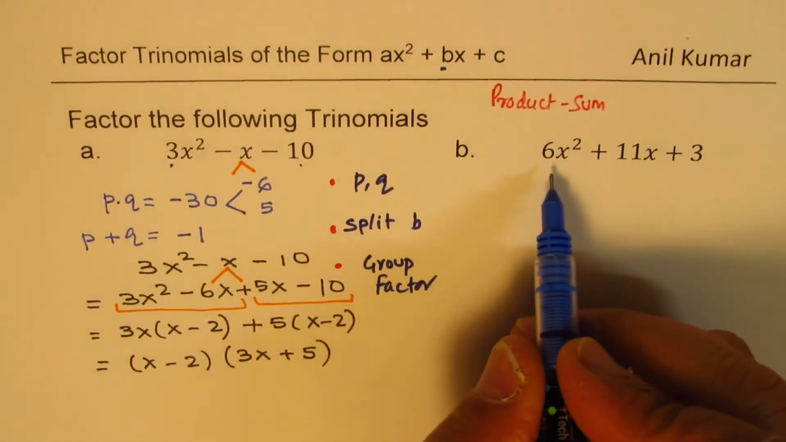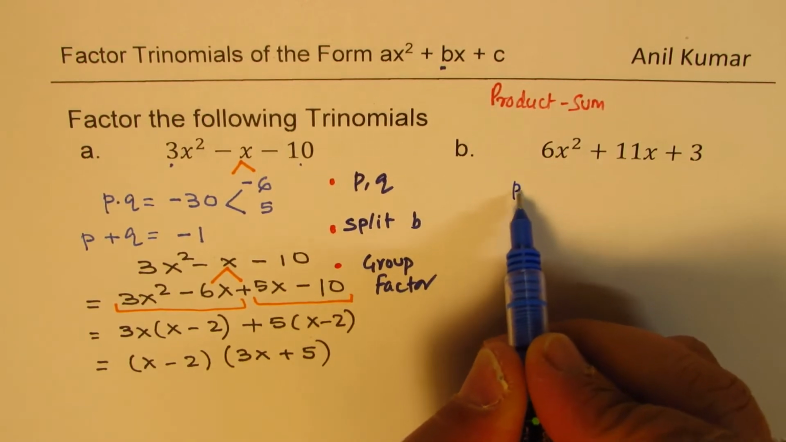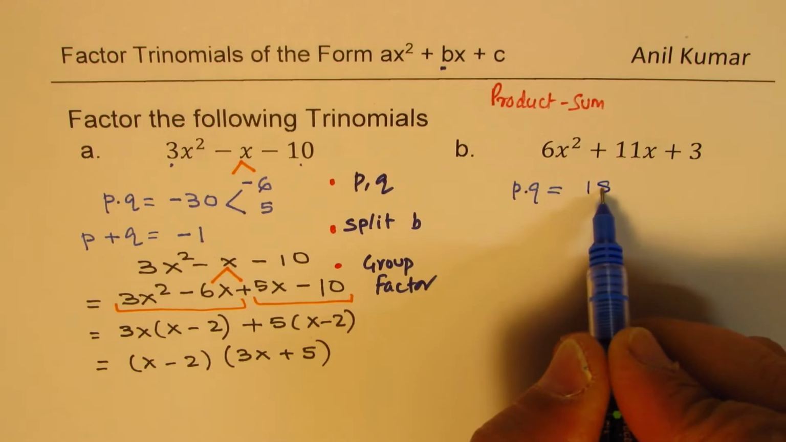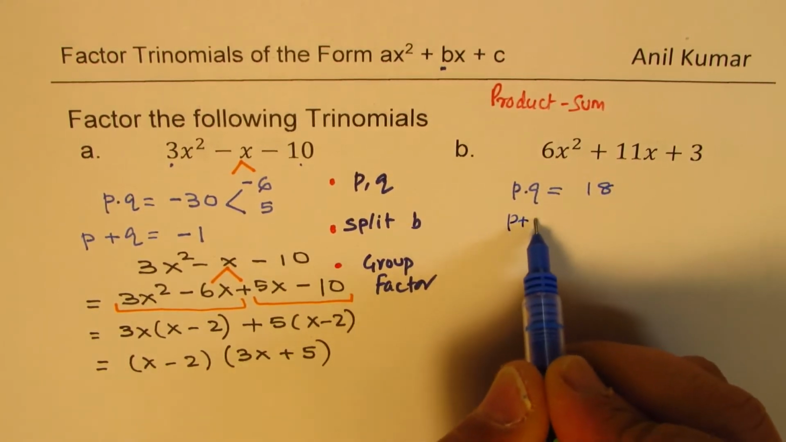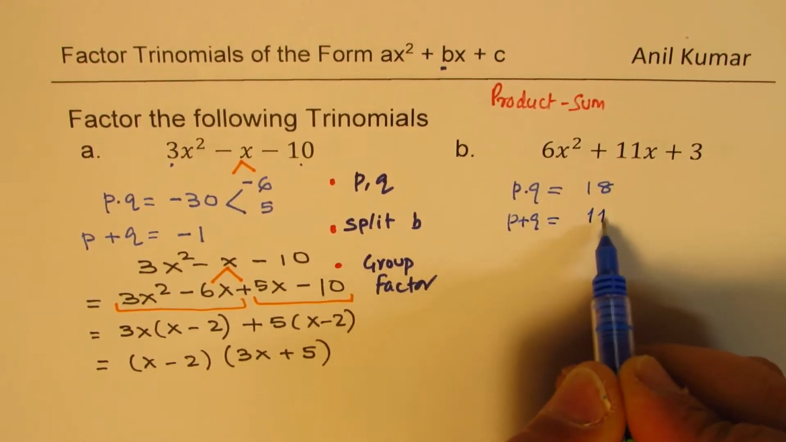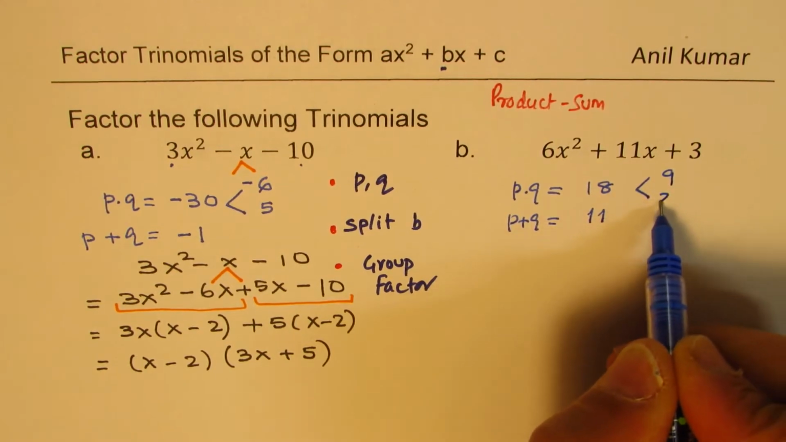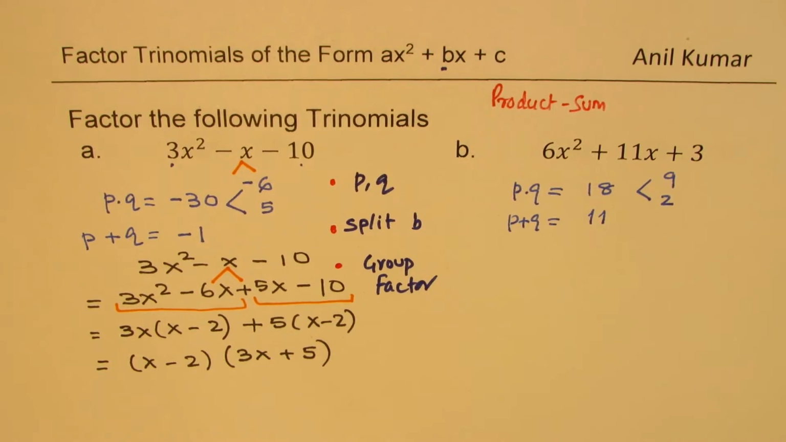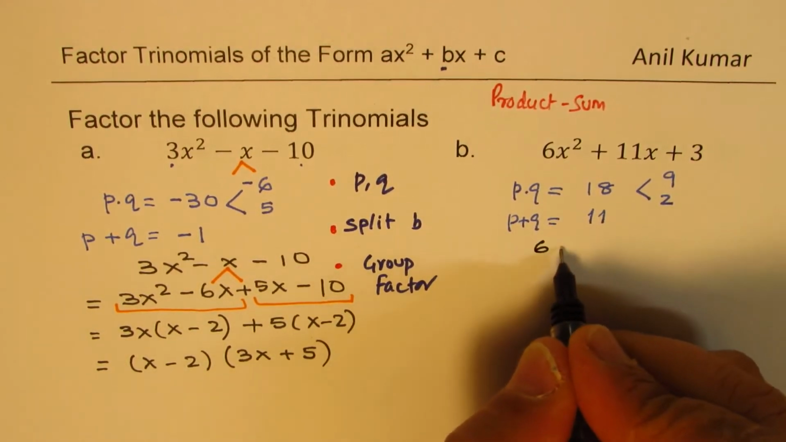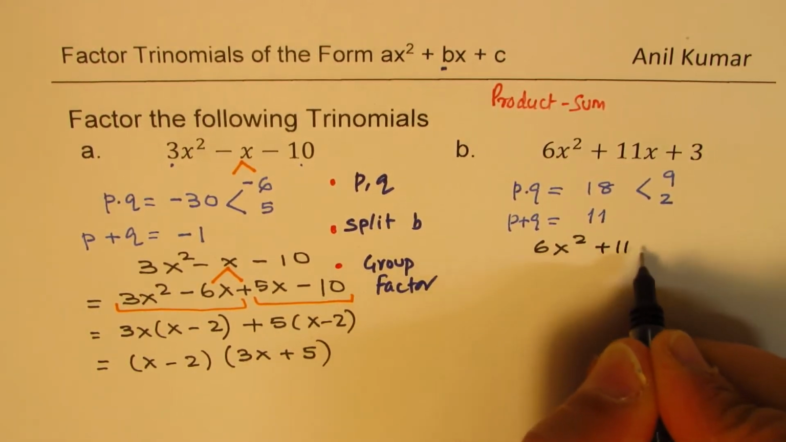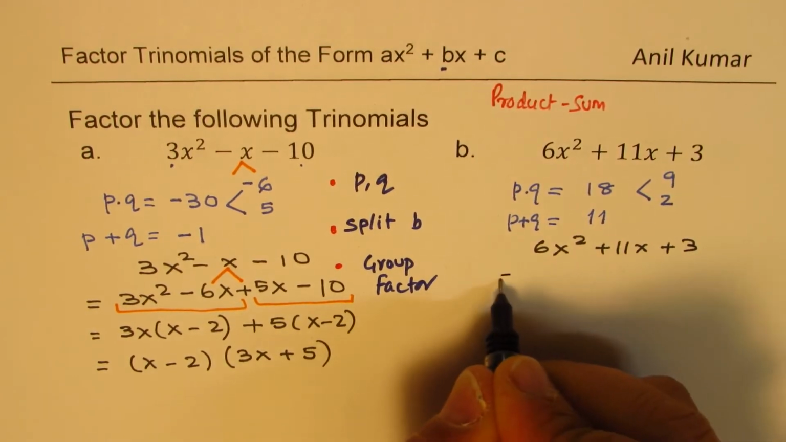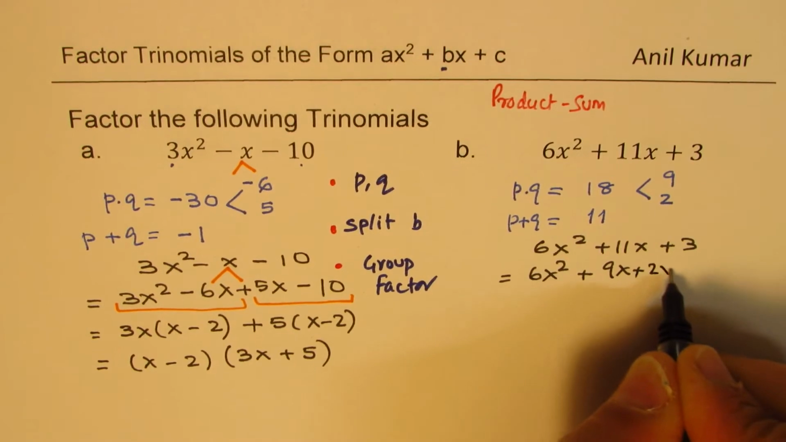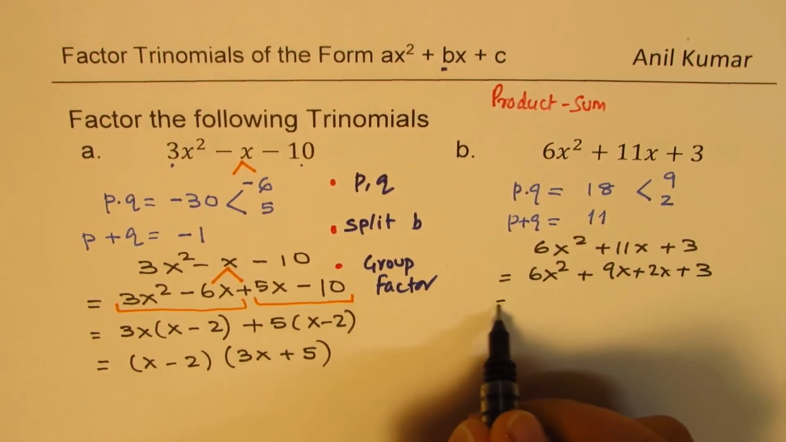So we are again trying to find two numbers P and Q whose product should be 6 times 3, which is 18, and the sum of these two numbers should be 11. So the two numbers are 9 and 2. When you add them, you get 11. So we can write 6x squared plus 11x plus 3 as equal to 6x squared plus 9x plus 2x plus 3. So we got 4 terms.